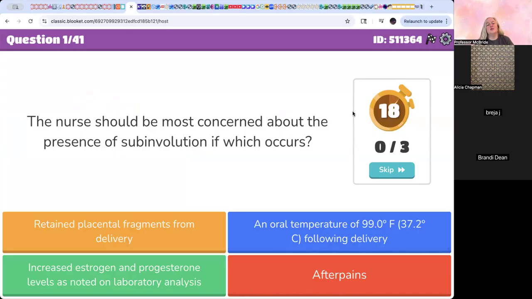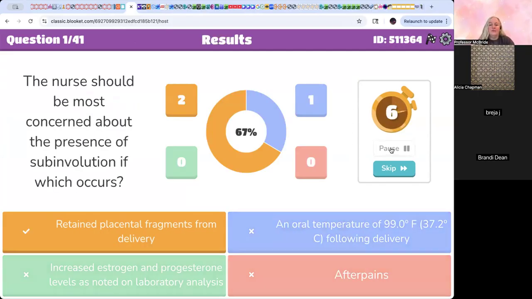The nurse should be most concerned about the presence of subinvolution if which occurs. So Alicia was just talking about how subinvolution is definitely like you think about maybe infection like endometritis, right? But also retained placental fragments can cause subinvolution.